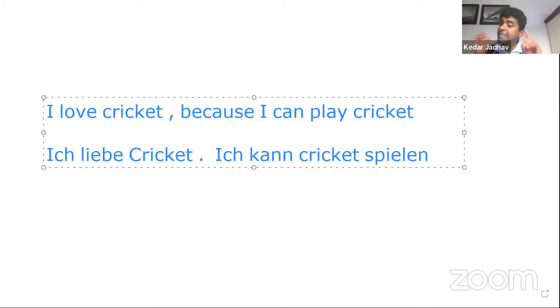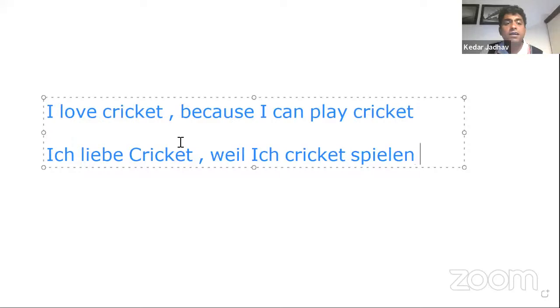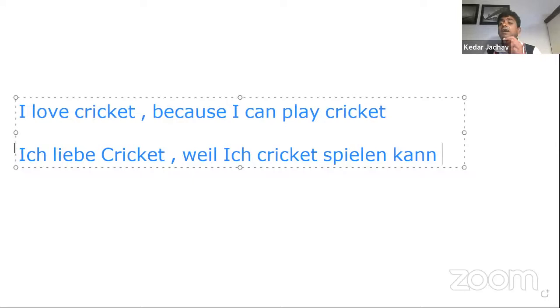अपना रूल क्या है? बहुत सिंपल है. बीच में क्या आएगा? वाइल. और रूल के हिसाब से सेकंड पोजीशन पे चलने वाला वर्ब क्या है? कान. कान उठेगा, एंड में जाएगा. Ich liebe cricket, weil ich cricket spielen kann. आप में से 80% लोगों ने ये गलत किया है क्योंकि you overthought it. आपने बहुत ज्यादा थिंक किया, करना ही नहीं है. समझ में आ रहा है? Yes, sir. सिंपल सेंटेंस बनाओ, ich kann cricket spielen. कान को उठा के एंड में लेके जाओ.